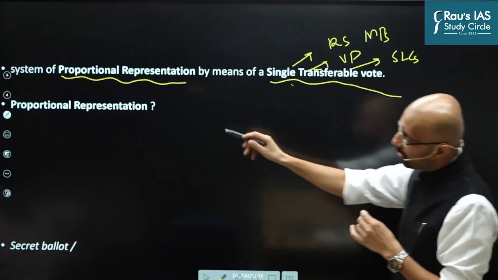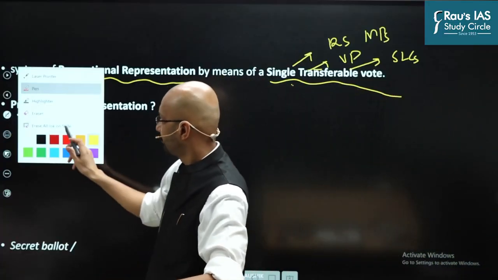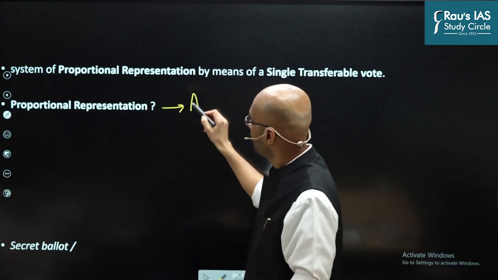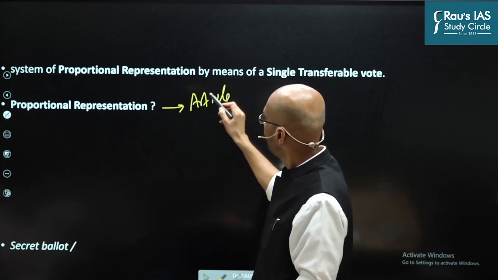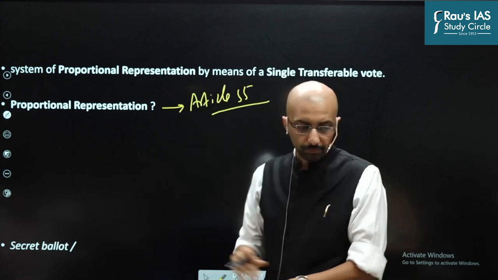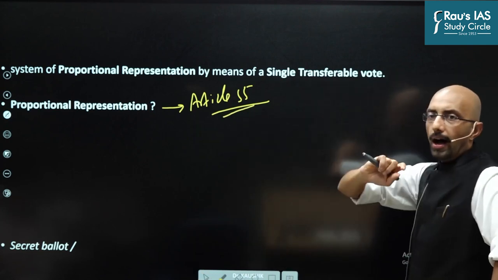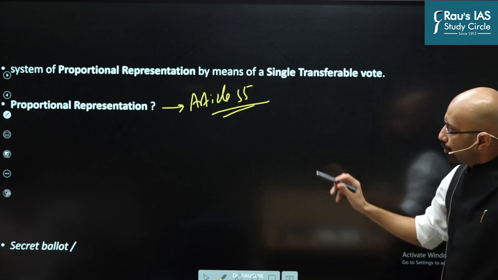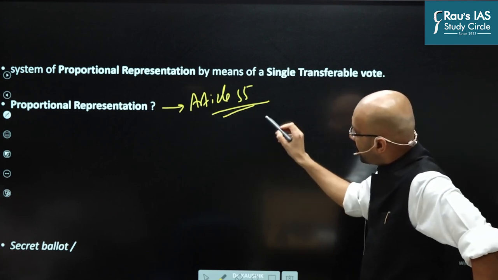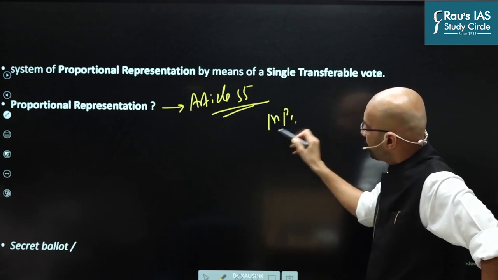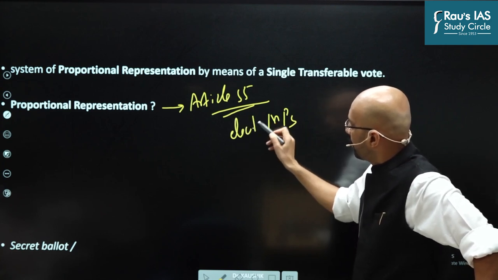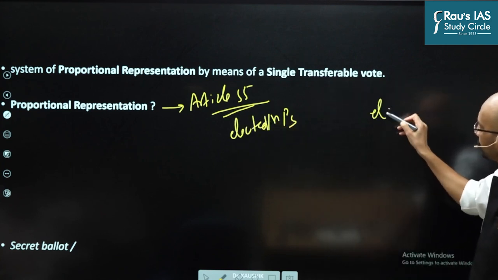Now, this proportional representation method is given in Article 55 of our Constitution. Now, what does it say? Who are the electors in the Constitution, in the election of the president? The electors are the elected MPs and the elected MLAs.